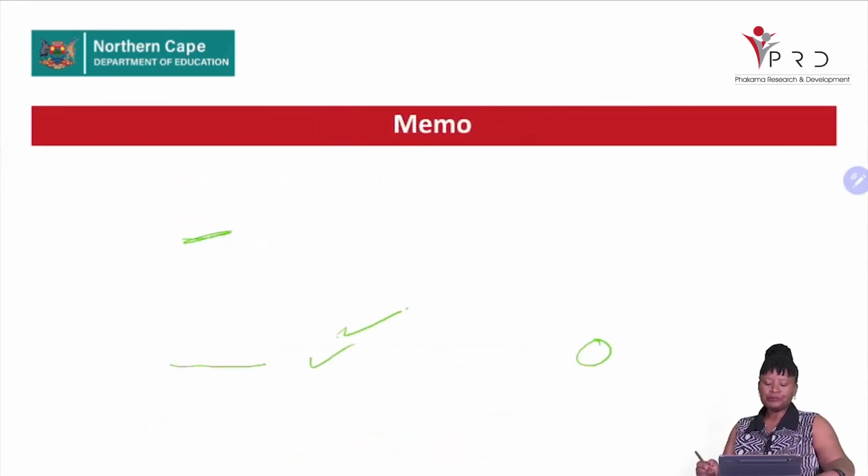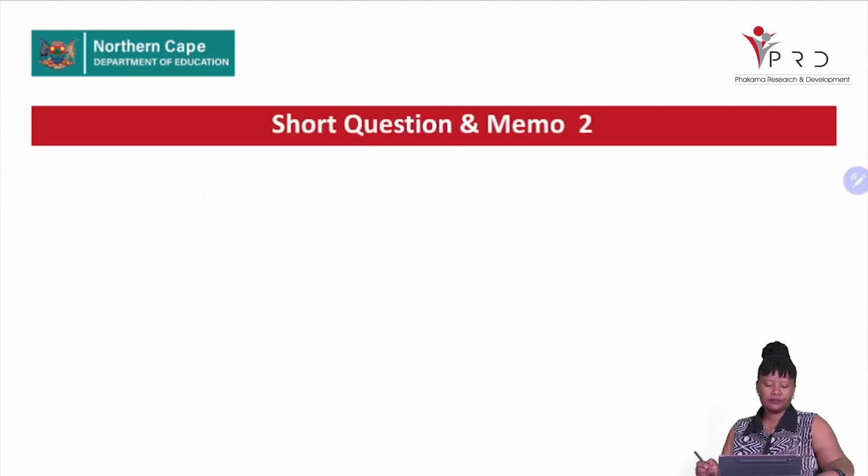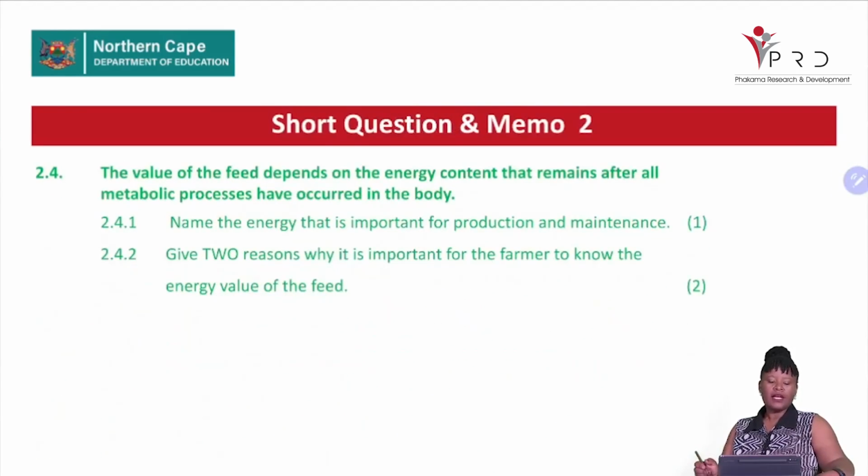Let's move on to the second question. The value of the feed depends on the energy content that remains after all metabolic processes have occurred in the body. That is the statement that makes you recall the content. Name the energy that is important for production and maintenance. You came with gross energy, digestible energy, metabolic energy, and net energy. And you need to know amongst the four which one is important for production and maintenance.